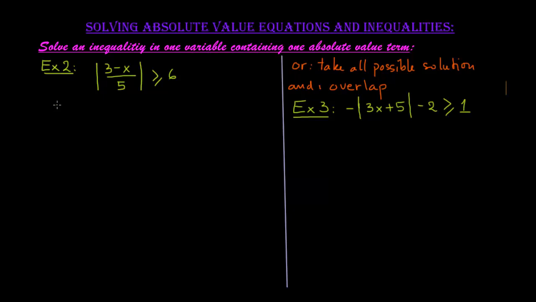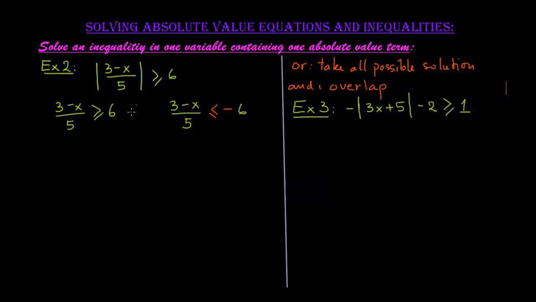So the first inequality stays exactly the same. We have (3 minus x) over 5 greater than or equal to 6. And the second one is (3 minus x) divided by 5. We have to flip the inequality sign and change the sign of the number. So less than or equal to negative 6.